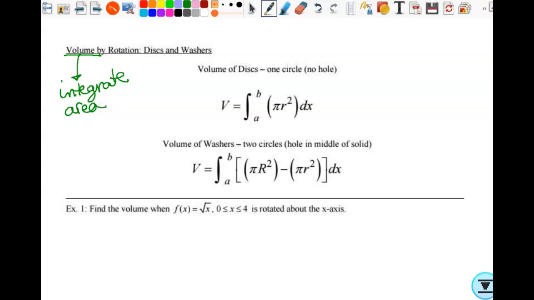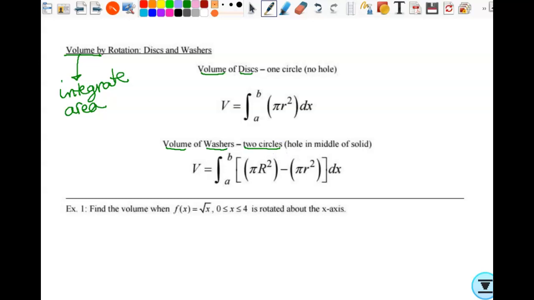Still kind of looking at cross sections, but the nice thing is since we're revolving, when you revolve around an axis, you are creating circles. So your revolutions are pretty much always going to be circles. So we can have volumes of disks, one circle, no hole, or volumes of washers, which is two circles, and there's a hole in the middle like a washer.